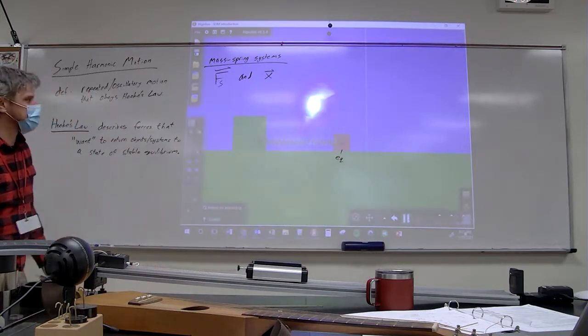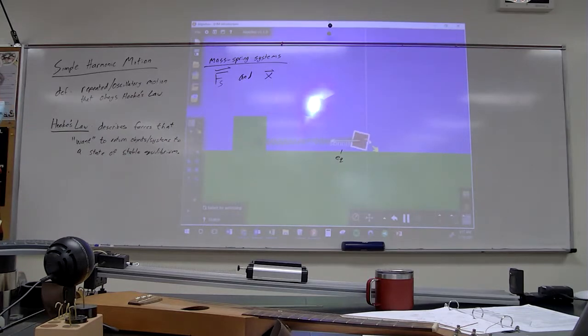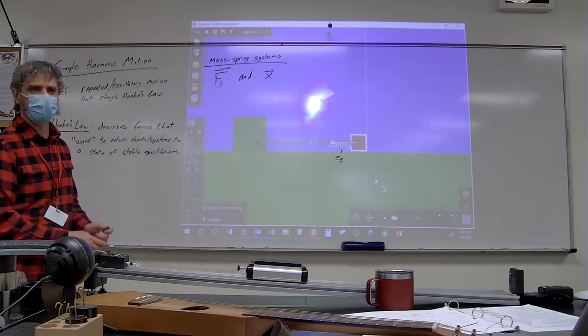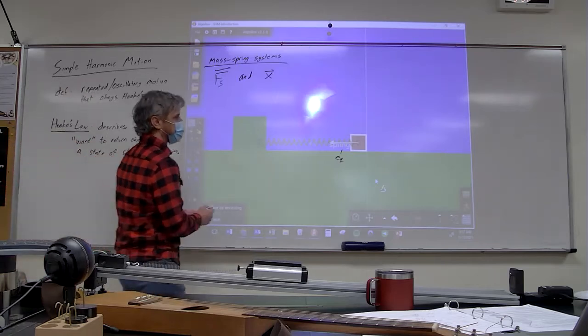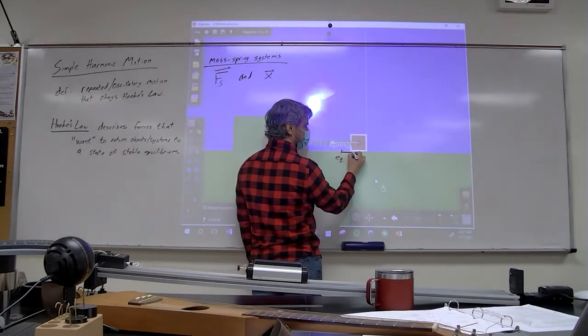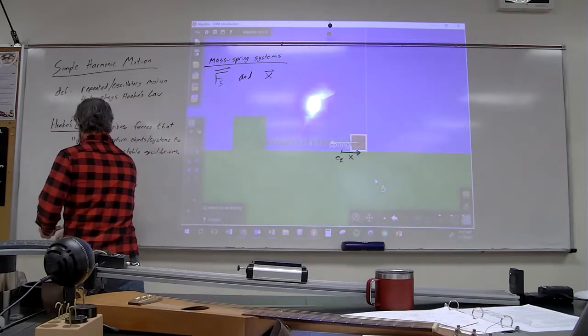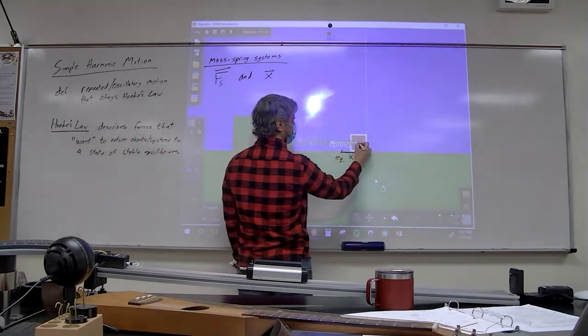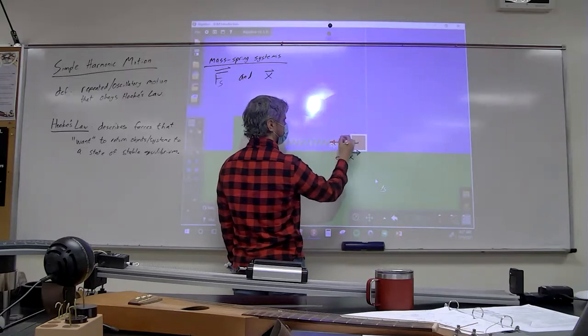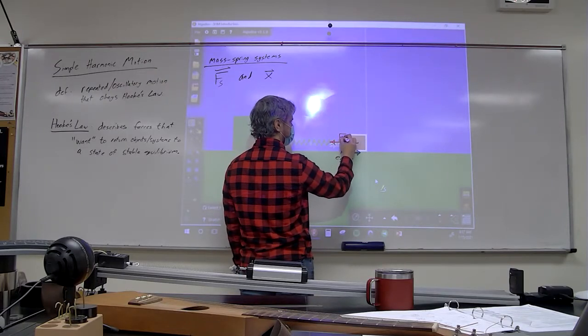If I displace this object, I get a spring force. You guys see that spring force? I displace that object from equilibrium. We always measure our positions from equilibrium. So that would be our position vector x. And I then get a spring force that points towards the equilibrium position. Okay?